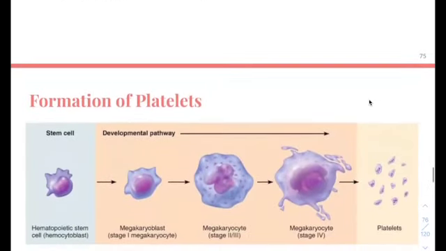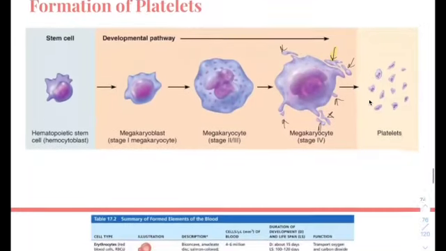So here's the hemopoietic stem cell that all formed elements of blood come from. It turns into a megakaryoblast, which becomes a megakaryocyte. By the stage 4 megakaryocyte, these little pieces that are breaking off of the megakaryocyte are forming platelets. This is how platelets are formed. Pieces just continuously break off of it, and that's what makes the platelets that are moving around in our blood.